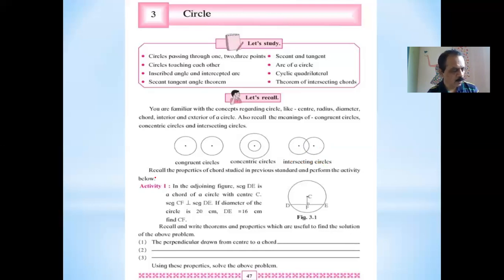Now we see the next point. Recall the properties of a chord studied in the previous standard and perform the activity below. Last time in ninth standard we saw the types of circles and the chord's properties: a line from the center of a circle perpendicular to the chord bisects the chord. This is one of the properties. In the activity, look at the adjoining figure: segment DE is a chord of a circle with center C. Segment CF is perpendicular to segment DE.